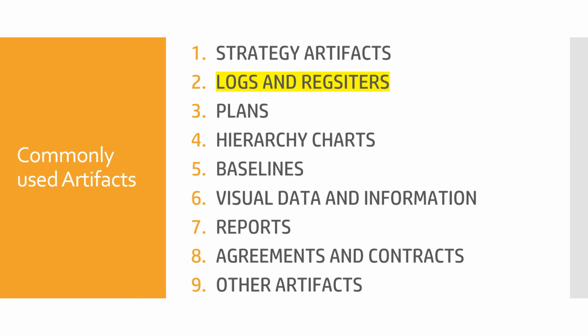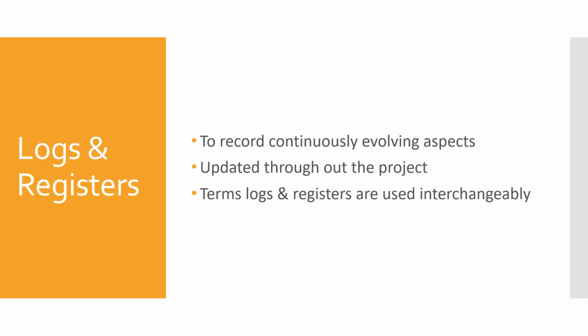Yesterday we discussed there are 9 categories of commonly used artifacts defined in PMBOK 7, right? Like strategy, logs, plans, baselines, reports, etc. Today we're going to discuss different types of logs and registers that are used throughout the project. Let's get started with today's subject.